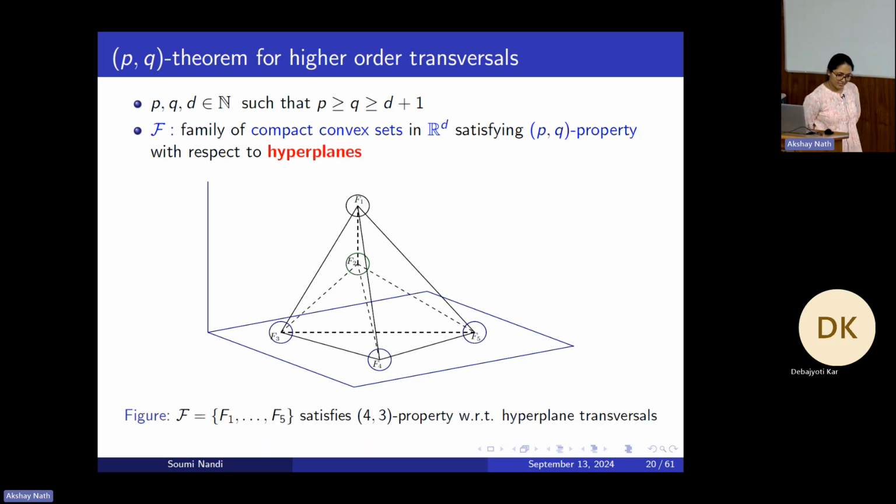Give me any three balls, I'll find an average. Yeah, it has nothing to do with this family. I'm just giving an example of what I mean by the (p,q) property.